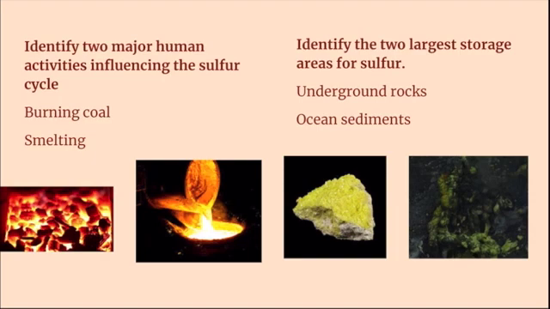Identified 2 major human activities influencing the sulfur cycle. One is the burning of coal, which you can see in the bottom left. And right next to that is the smelting of metals. And then the 2 largest storage areas for sulfur are found in underground rocks and ocean sediments.